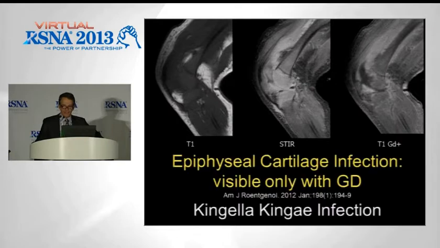So two things are important here. First, epiphyseal cartilage infection is something that you only see with gadolinium enhancement, and this has been reported relatively recently. And secondly, Kingella kingae infection is the disease that typically produces cartilaginous infections in the young.